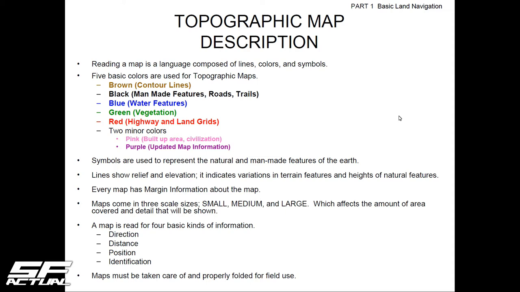Black is man-made features, roads or trails. Blue is water. Green is vegetation. Red is highway and land grids. And sometimes you'll have two minor colors: pink for built-up areas, which will normally be a blob showing this is a built-up area, and then purple for updated map information. That could be land clearing that they've done, or planting trees that might start having vegetation, different things that they need to make known, because sometimes they will go back out and create updates to this.